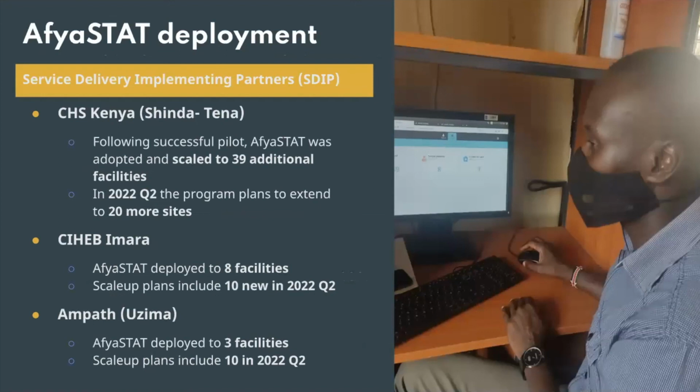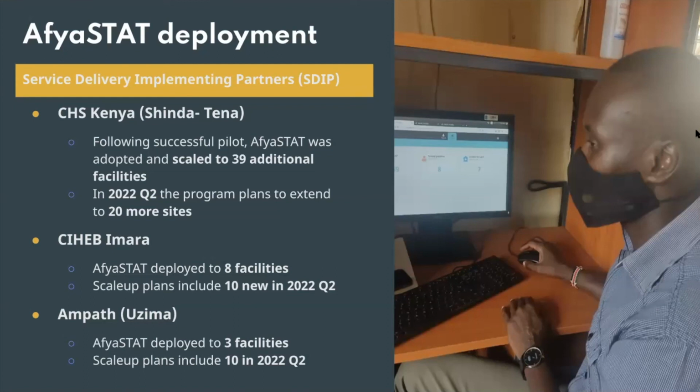After the initial pilots, we moved on to full production use by a number of our implementing partners. The first of which was located in Siaya County, that is Shinda Tena. After the initial pilots, by the last quarter, they were able to roll out to an additional 39 facilities. That brings their total to 41 facilities actively using AfyaSTAT for seeing clients and also for reporting. In this Q2, January to March, they plan to extend this to an additional 20 facilities.